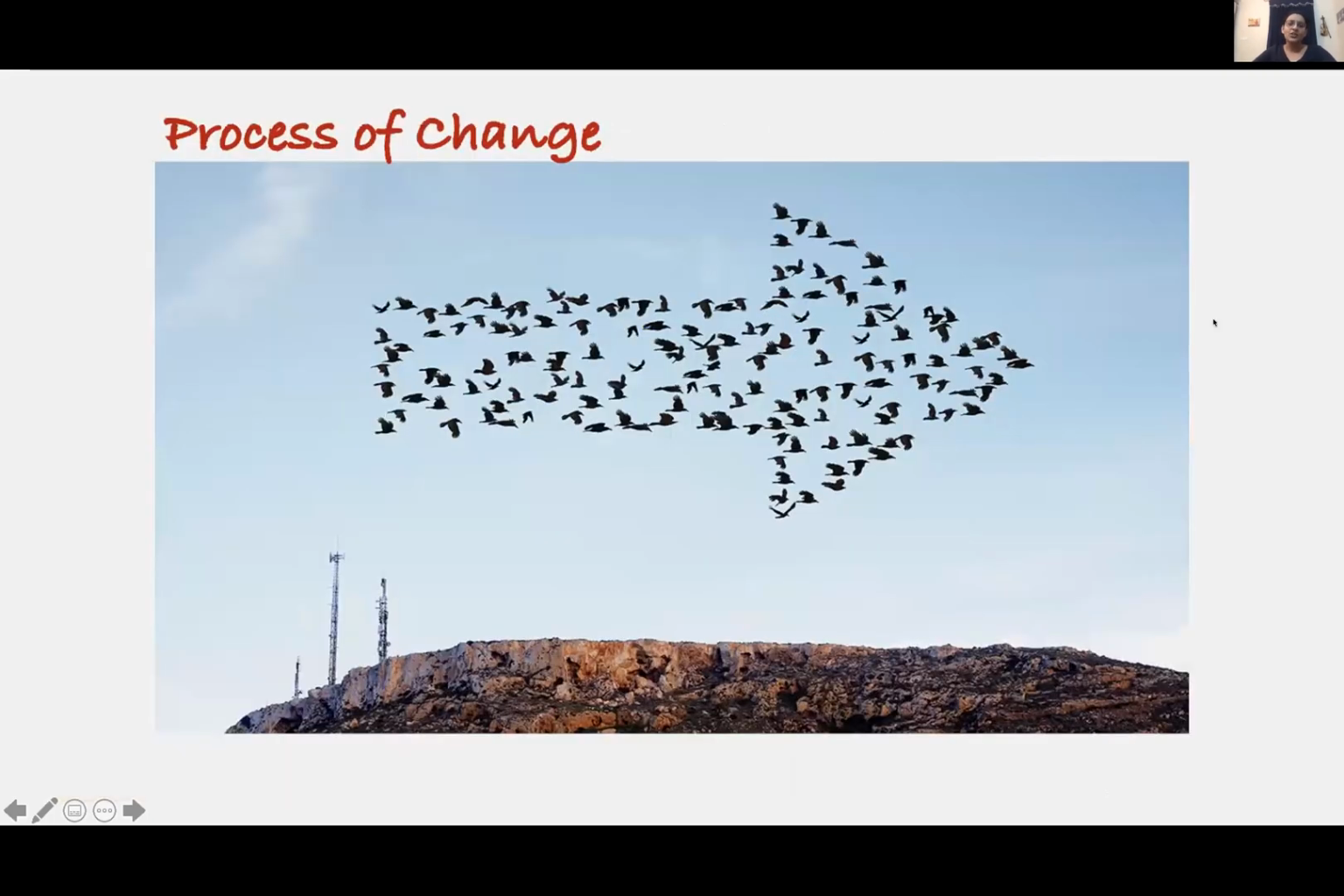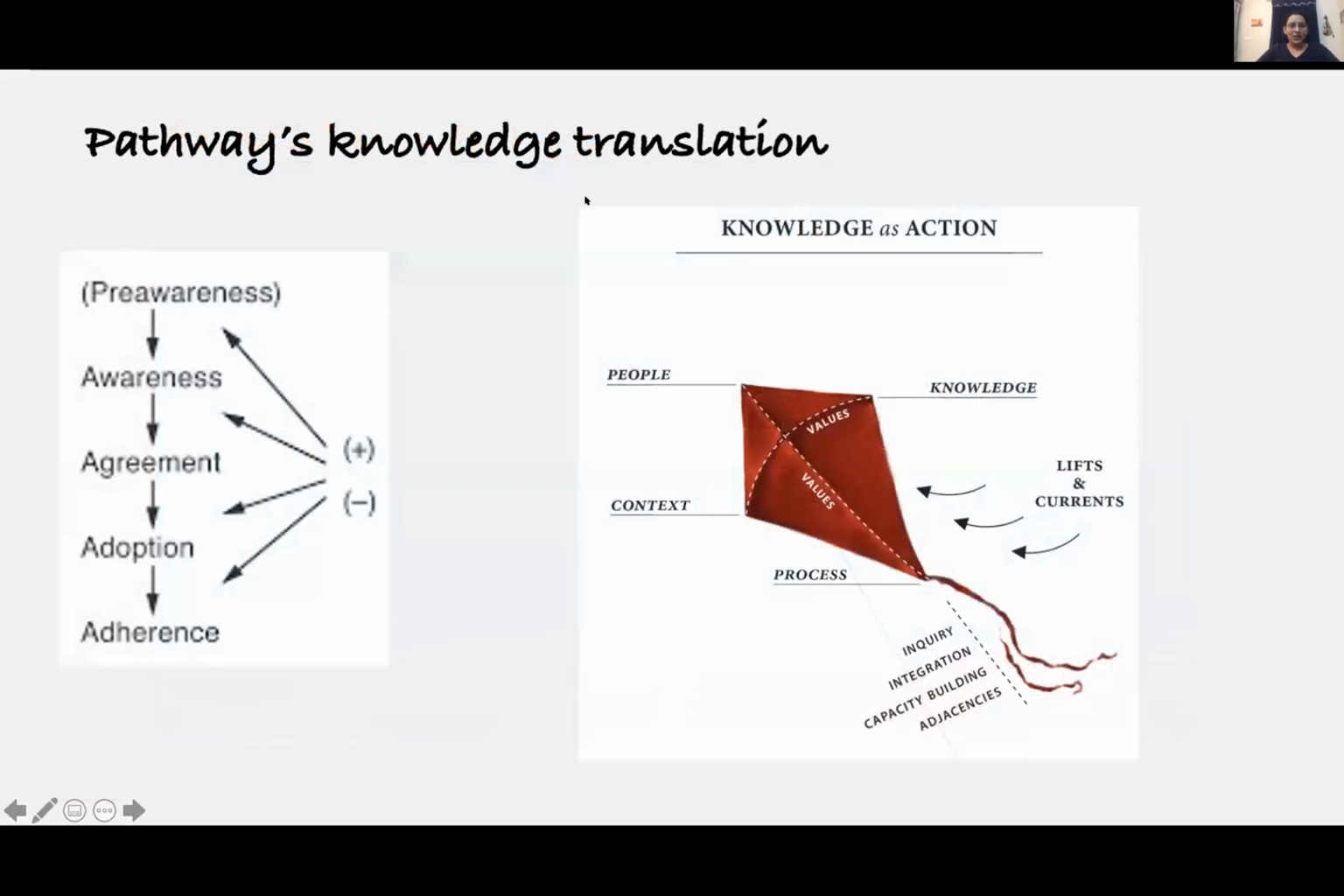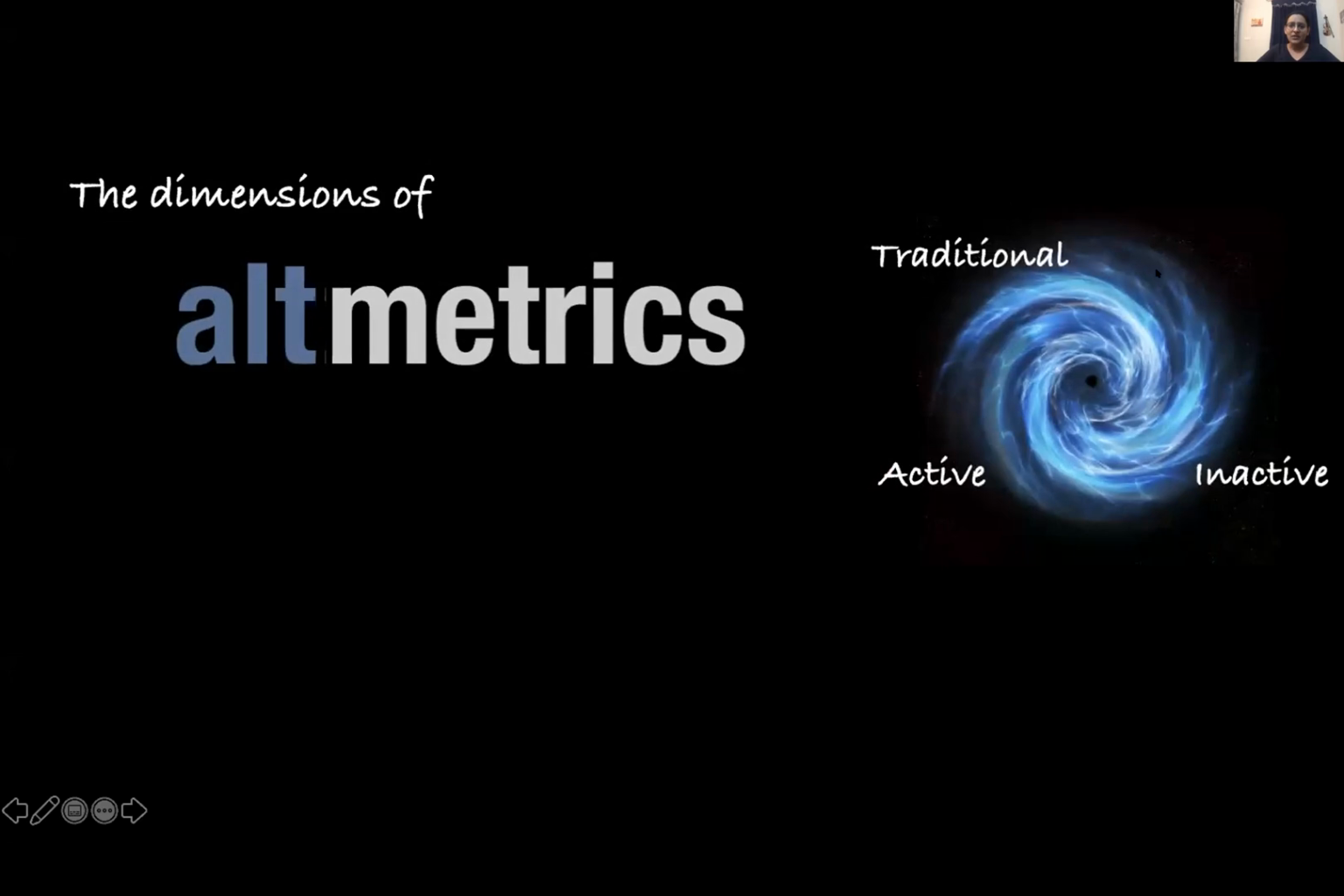So this led the authors to talk about the process of change or the transition, also known as pathways of knowledge translation. So this is the stage of pre-awareness and awareness, agreement, adoption, and adherence. Whenever there's a new piece of information, first you disseminate the knowledge, and then the information is processed, and then people get the context, and gradually it's adopted. So citation is like adopting, or adherence is the final stage in accepting a piece of information.